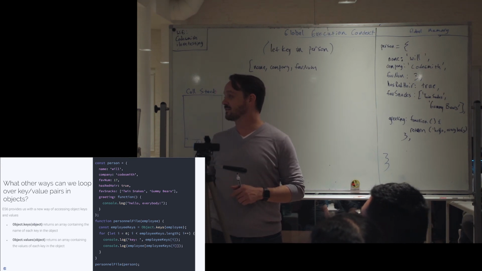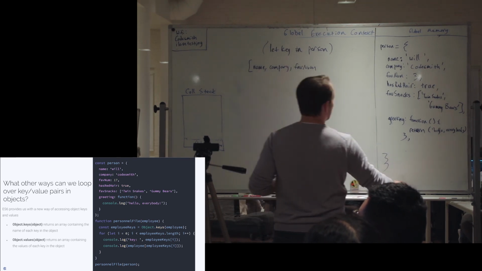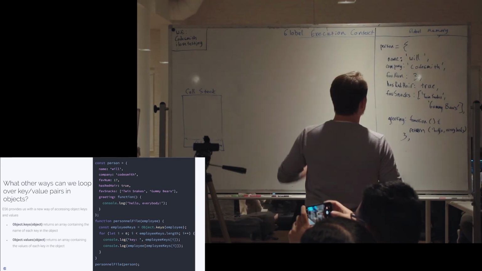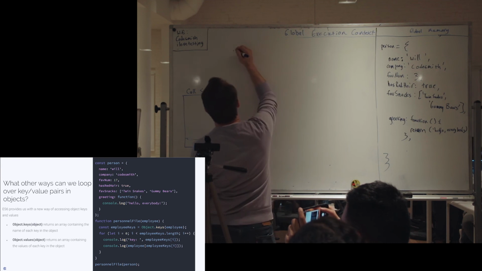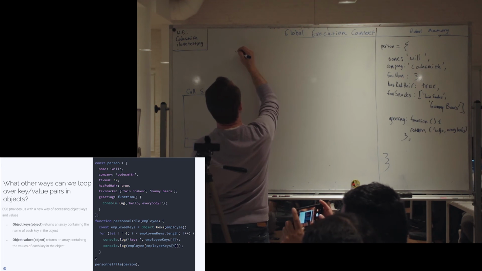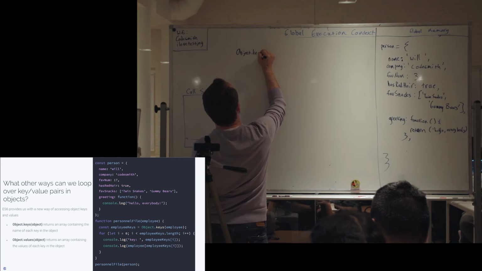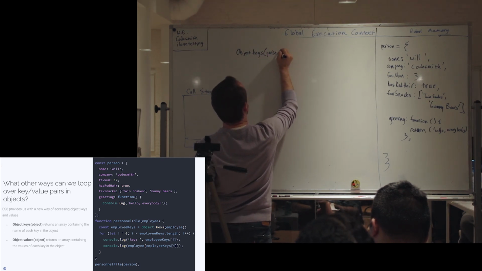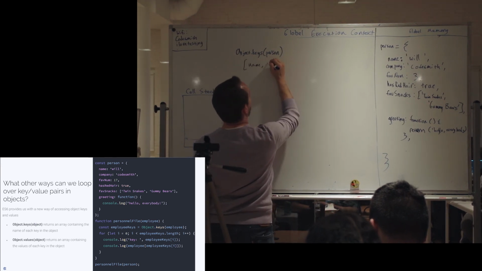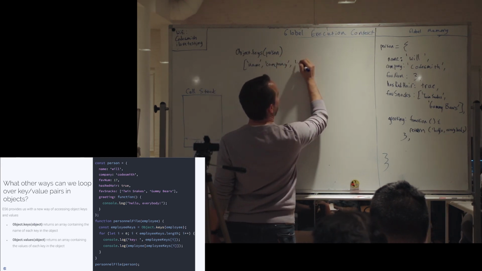The new school way with ES6 brings in Object.keys and Object.values. And this is what we try to use mostly in production these days. So Object.keys, I'm not going to go through the whole loop, but basically if we say Object.keys person, what that evaluates to is name, company, favnum, as an array of strings.